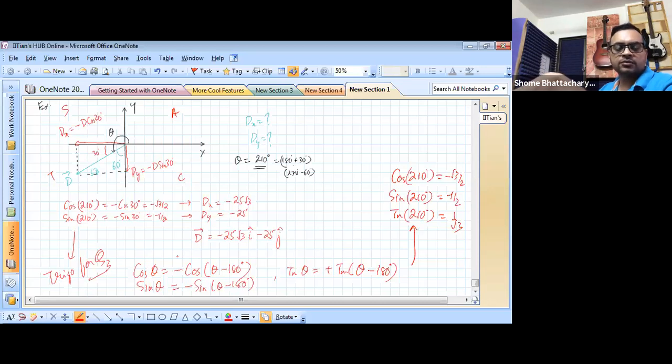Yeah, Dushyant, what you're saying is correct. This 210 can also be written as minus 150 degrees. Okay. But the anti-clockwise of this can also be written as clockwise of this.